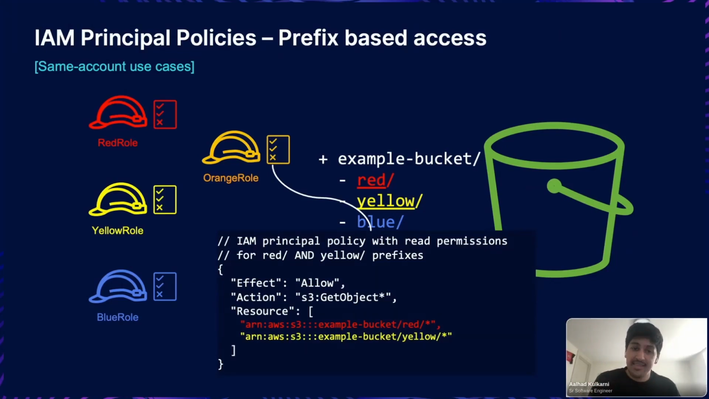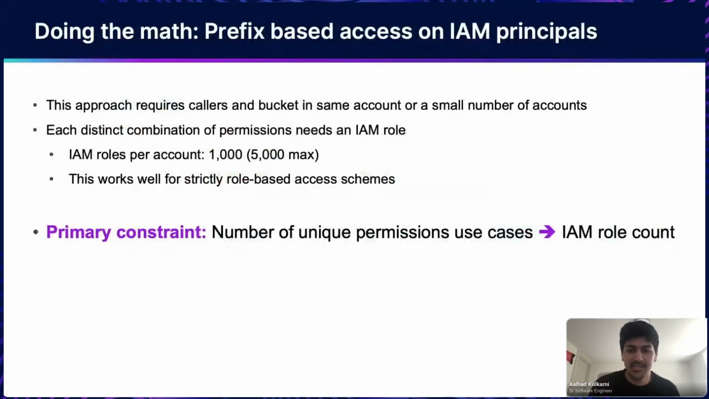So in this case, if you start doing the math, you have 1,000 IAM roles per account. You can go up to 5,000 max. So your number of unique permission use cases, the primary constraint, goes towards the IAM role. And again, note that this is for same account use cases only. So for bucket policy, the size and prefixes are your limitation. On the user side, the number of IAM roles is the limitation.